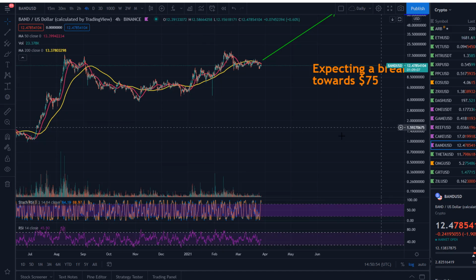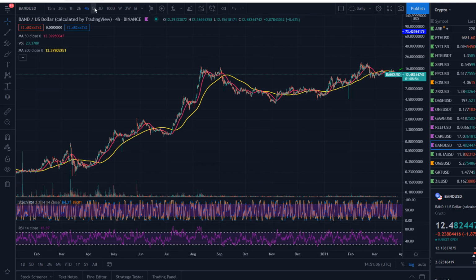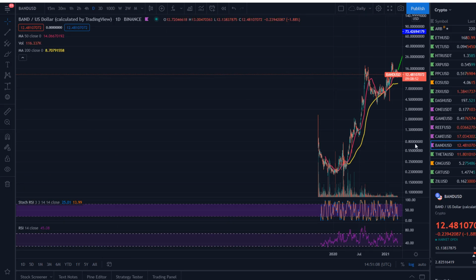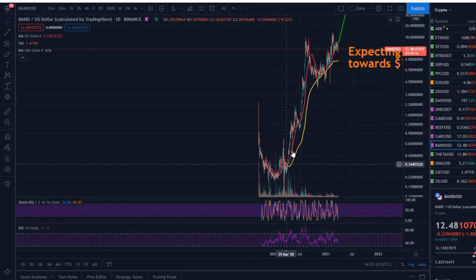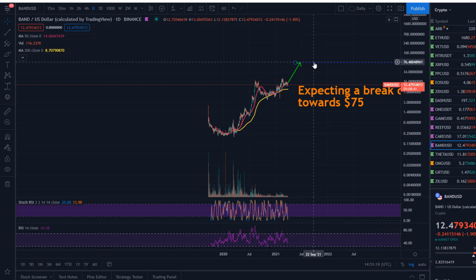I got a bit bored and I was looking for something to trade, and I found Band. And why not? The chart on this thing is bullish. There was an accumulation period, and once it broke out to new all-time highs, it flew. I'm hoping that measured move is going to give us this $75 price target in a very short time when it breaks out, and that could be any day from now.